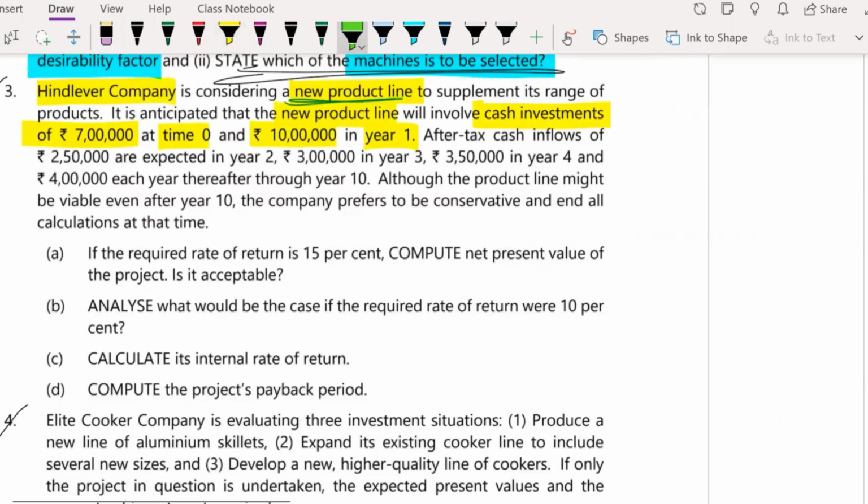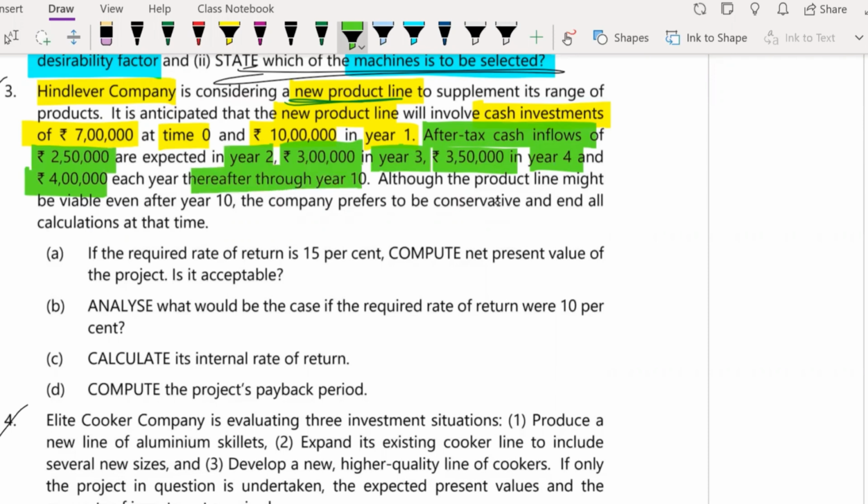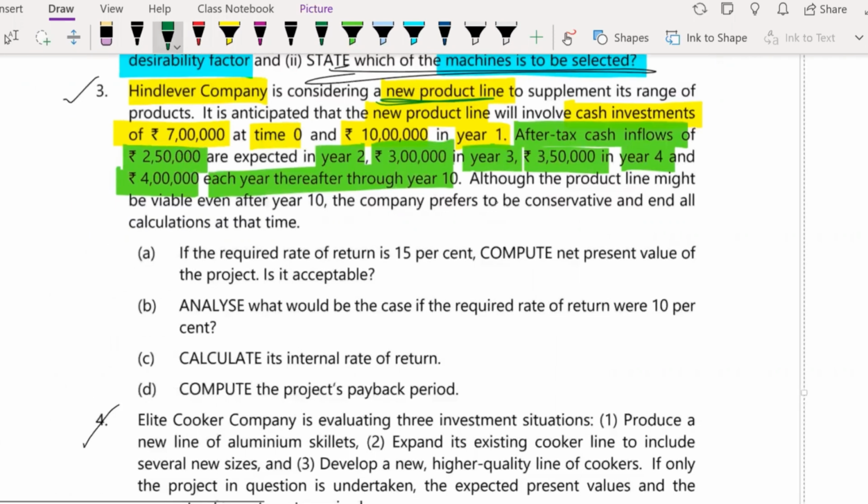Okay. After tax cash inflows of 2,50,000 are expected in year 2, 3 lakh in year 3 and 3,50,000 in year 4, and 4 lakh each year thereafter through year 10. So here what they are telling, in the second year they are expecting a cash inflow of 2,50,000. The same in year 3 and year 4 different cash inflows, and then they are telling from year 5.